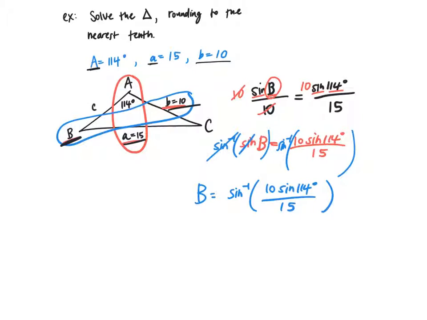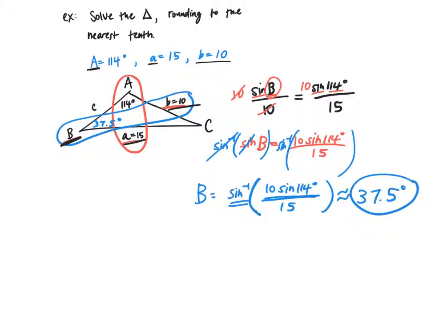So you want to put this into your calculator all in one go. Make sure you're in degree mode. You do inverse sine, which is second sine. And then inside the parentheses you type 10 sine of 114, close parentheses, divided by 15. Rounding to the nearest tenth, you will get 37.5 degrees. So angle B right here is 37.5 degrees.